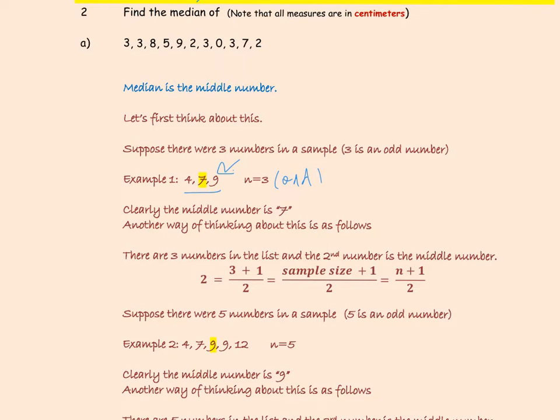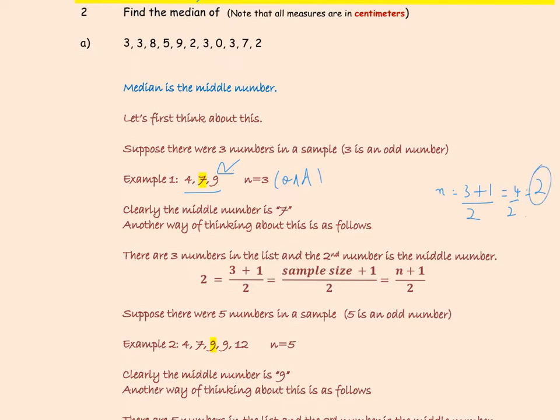Now let's think about it another way. We have three numbers in the list. So we have 4, 7, and 9. So n is equal to 3. If we add 1 and divide by 2, we have 4 divided by 2, which is 2. This is another way of identifying the position of the median.